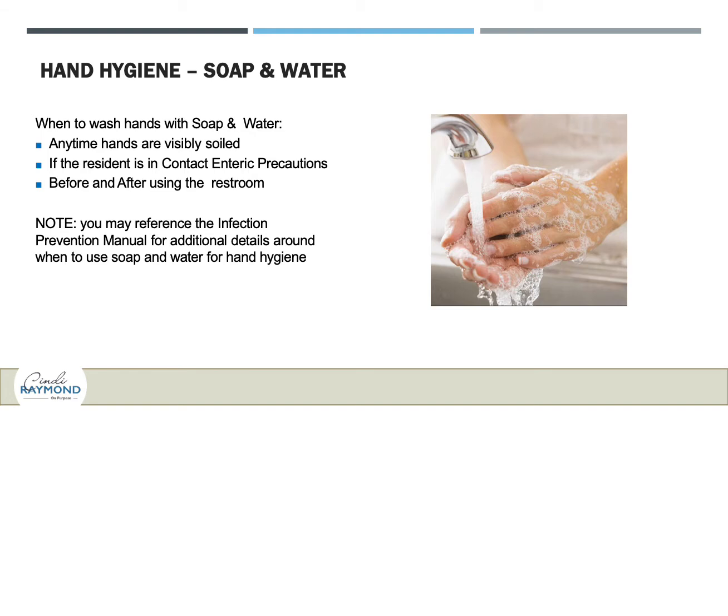When washing your hands with soap and water, you need to make sure that you're always washing your hands with soap and water anytime your hands are visibly soiled, if you're exiting or entering a contact precautions room, and before and after using the bathroom.